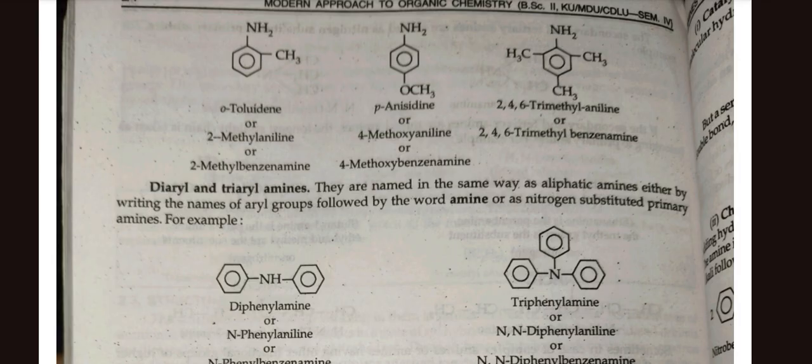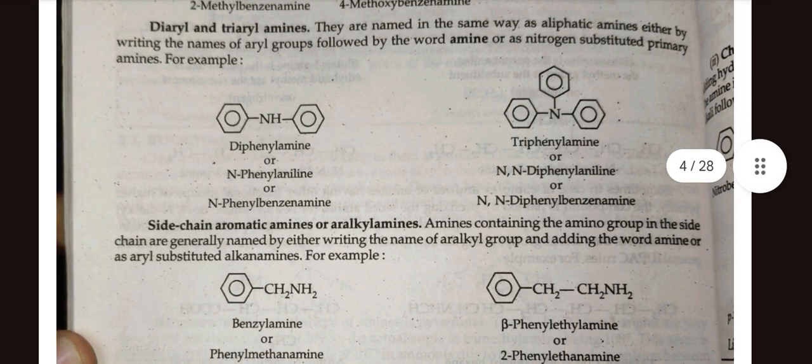Diaryl or triaryl amines are named in the same way as aliphatic amines, either by writing the name of the aryl group followed by the word amine, or as nitrogen substituted primary amines. For example, diphenylamine or N-phenylaniline or N-phenylbenzenamine, triphenylamine or N,N-diphenylaniline or N,N-diphenylbenzenamine.